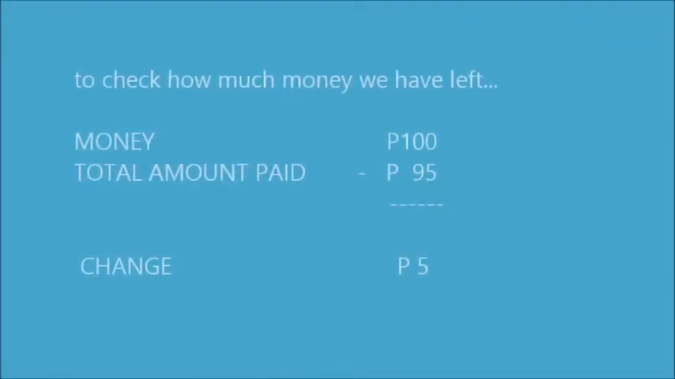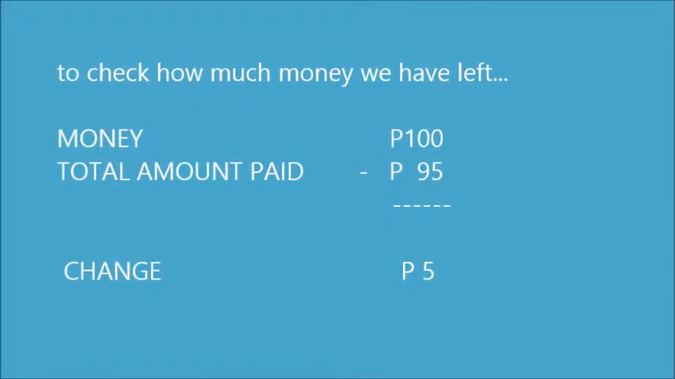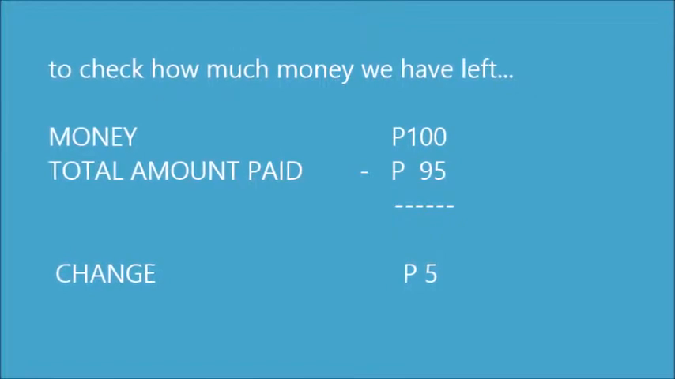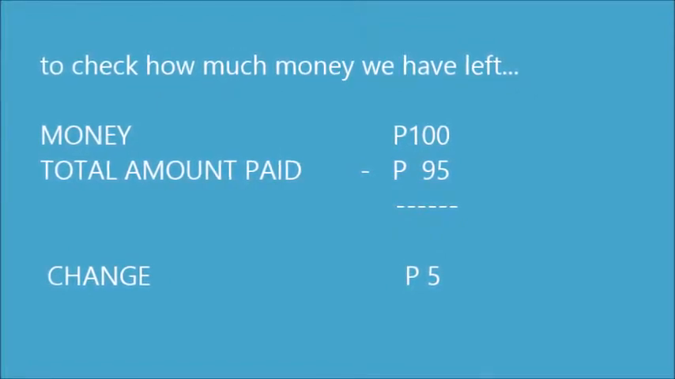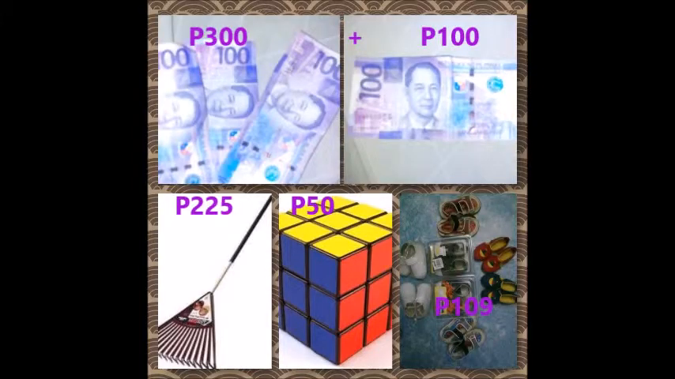To check how much money we have left, all we need to do is to just subtract the total amount paid, which is 95 pesos, from 100 pesos. So the change will be 5 pesos. Now let's say we have 400 pesos and we're going to buy a rake for 225, a toy for 50 pesos, and shoes for 109 pesos.